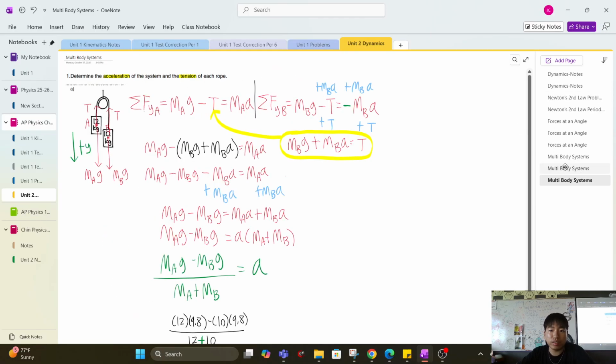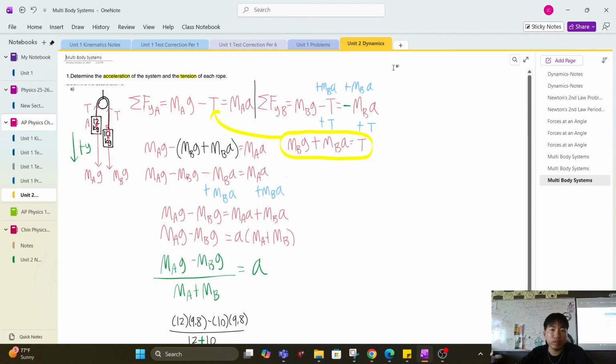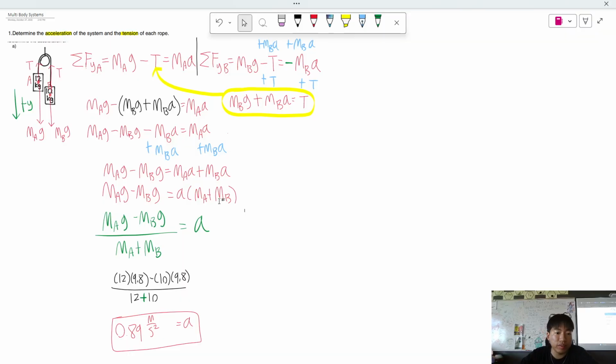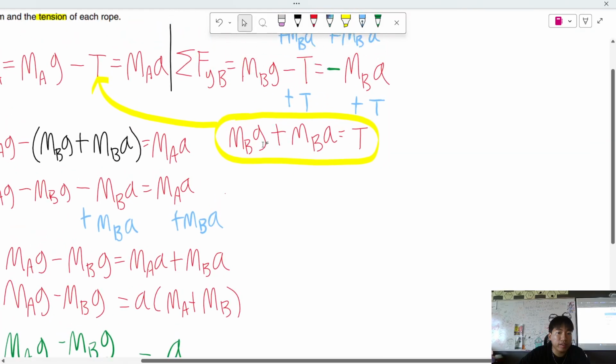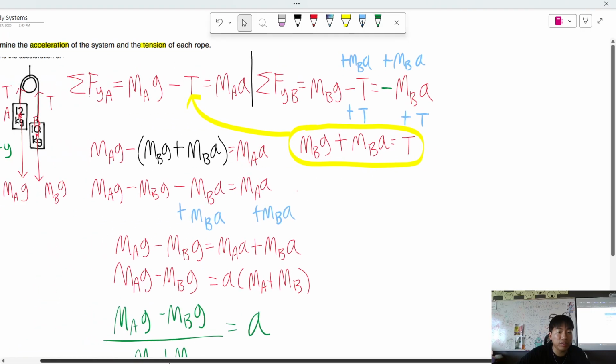How do we get tension? Okay, let me get the rest of it here. But in order to get tension, right? Well, actually, I'll leave you guys to do this. But that's your answer for A, right? That is the acceleration. You want to get tension? Go back here and plug that in for A, and then plug those values in for MBG and MB. You got that, okay? That way you can do it on your own.